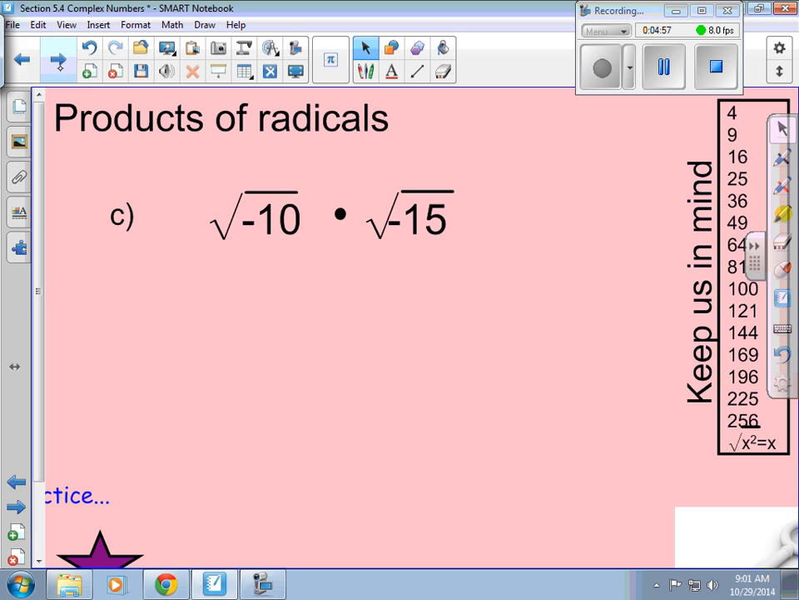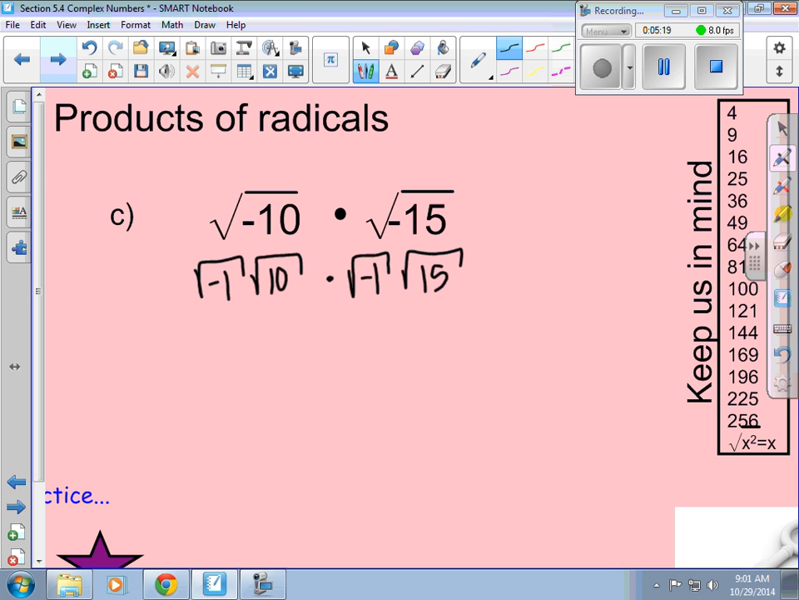Product of rationals. Okay. This one, we need to go ahead and split them apart. So I would have the square root of -1 times the square root of 10 times the square root of -1. And I would think, what are my perfect squares in 15? There aren't any, so square root of 15. I know that the square root of -1 is i, and the square root of -1 is i again. So it's i square root of 10 times i square root of 15.